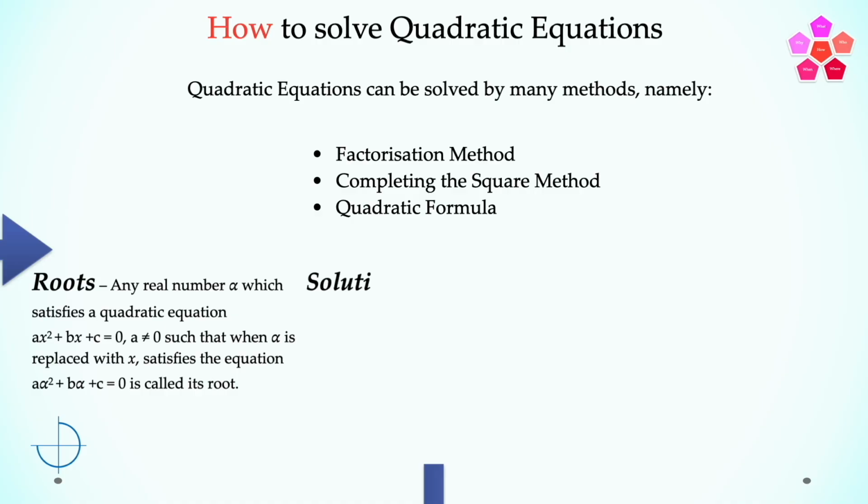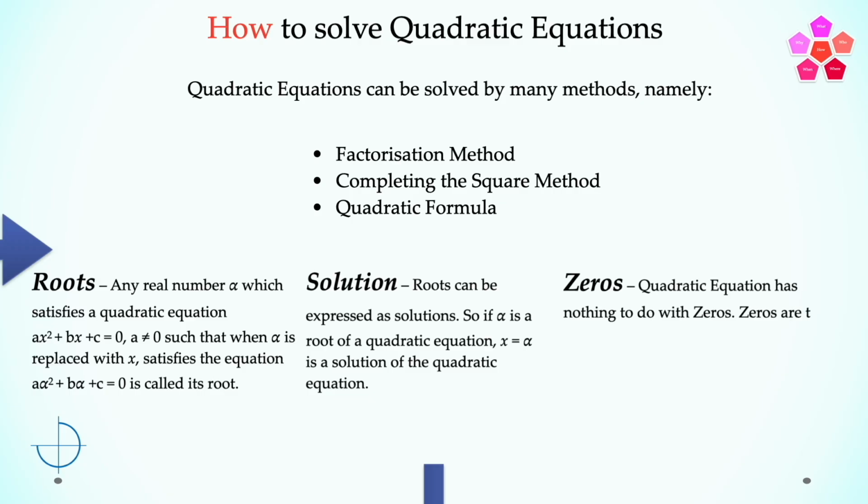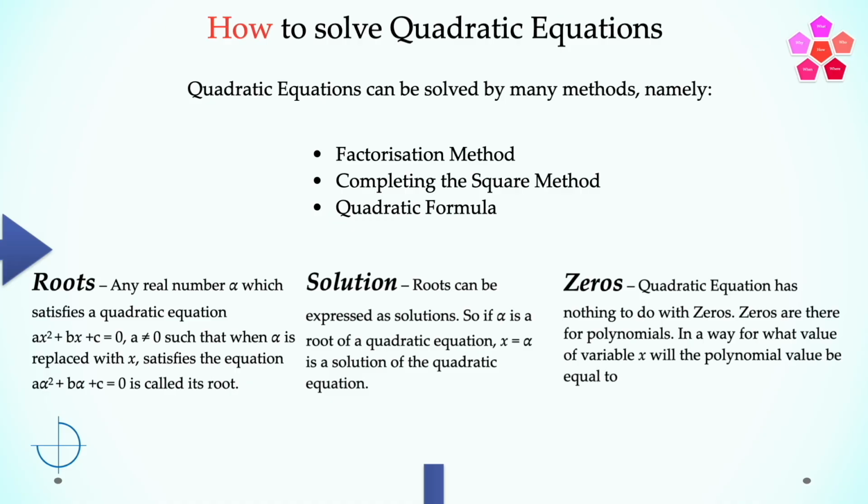Next term is solution. All roots can be expressed as solutions. So if alpha is a root of the quadratic equation, x = alpha is a solution of the quadratic equation also. And the final term that we often hear is zeros. A quadratic equation has nothing to do with zeros. Zeros are there for polynomials. I know, this was a tricky one. Zeros can be described much better as: for what value of variable x will the polynomial value be equal to 0, and that value of x is called its zero.